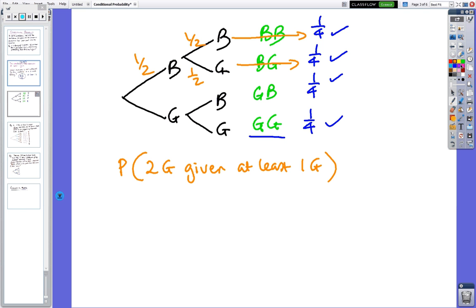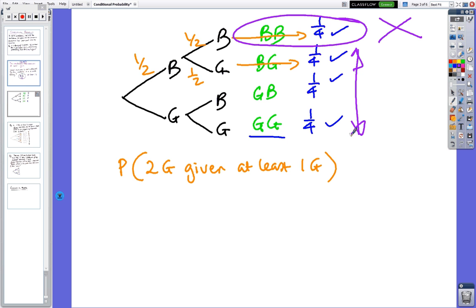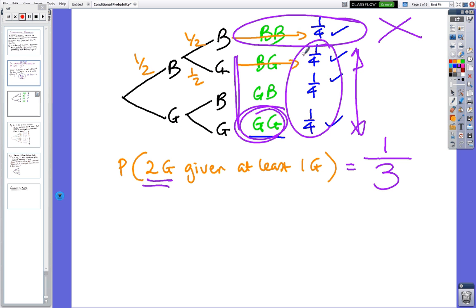So what we do is we don't have this outcome. We can't have 2 boys. So now, instead of having 4 outcomes, we only have 3 outcomes. So what's the chance that there's 2 girls? Well, there's one correct answer out of 3 possible answers. Now we can do this because all these outcomes are equally likely. So the answer is a third. Okay, so copy that down. We're going to do 2 more examples.